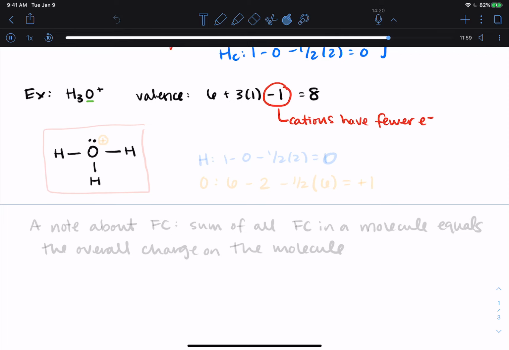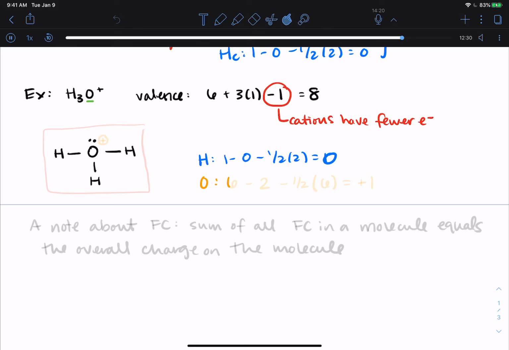So hydrogen, you won't be surprised at what this looks like. All of the hydrogens look the same, so we'll calculate it once, and they look exactly the same as they did in NH3. So 1 minus 0 minus 1/2 of 2 is 1. No, that's not 1. 1 minus 1 is 0. Oh my goodness. All right, so 0 formal charge. Hopefully, if you're falling asleep listening to this, that helped you pay attention.